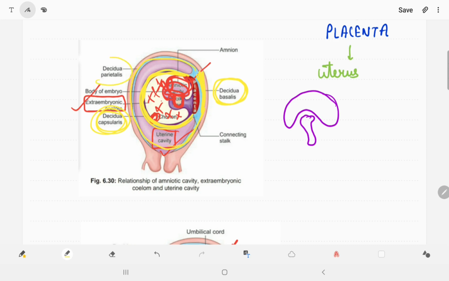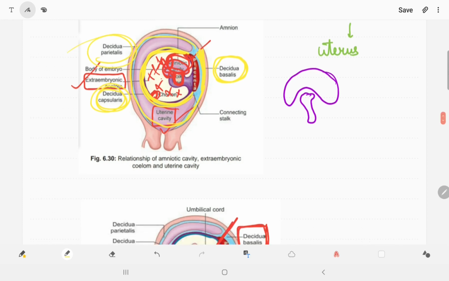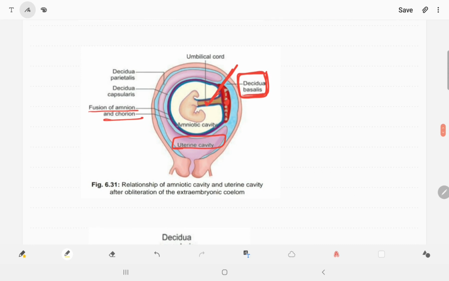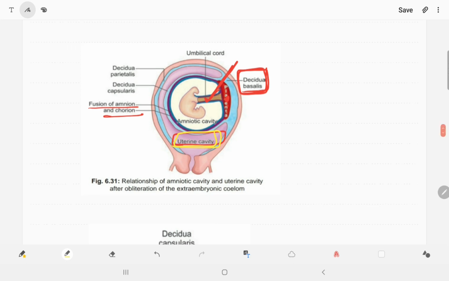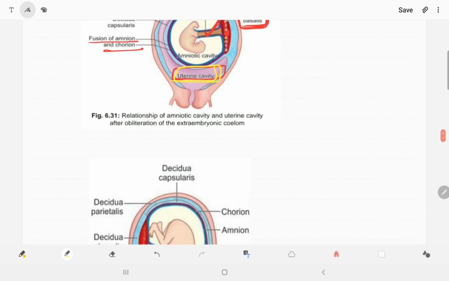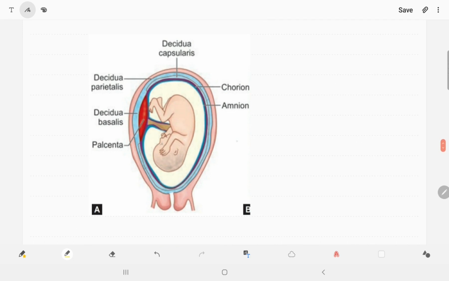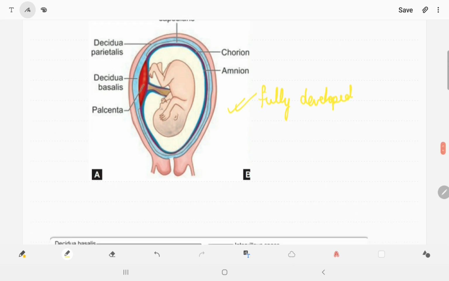So yes, let's go further. So I have obliterated the extraembryonic coelom, and what I have remaining is the uterine cavity. Now, as the baby grows further, it will obliterate the uterine cavity also. So yes, now I can see a fully developed fetus or the baby, right? Yes. So let's move on.